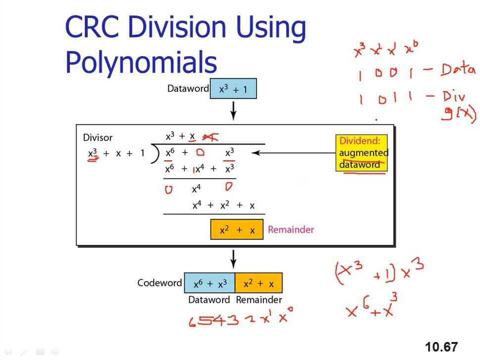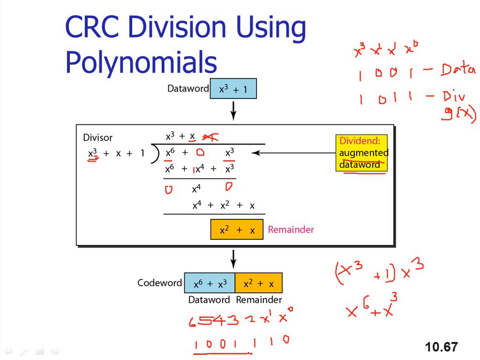So x raised to 0 is not present, x is present, so this is 1, x raised to 2 is present, so this is 1, x cube is present, so this is 1, x raised to 4 is absent, so this is 0, x raised to 5 is absent, so this is 0, and x raised to 6 is present, so this is 1.